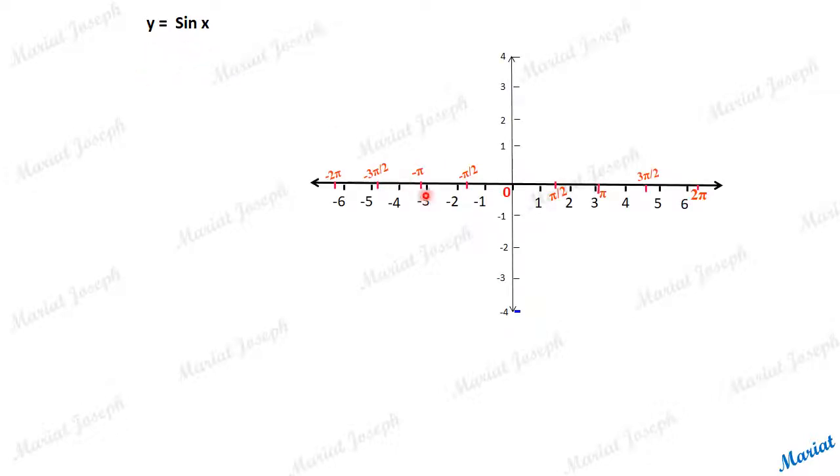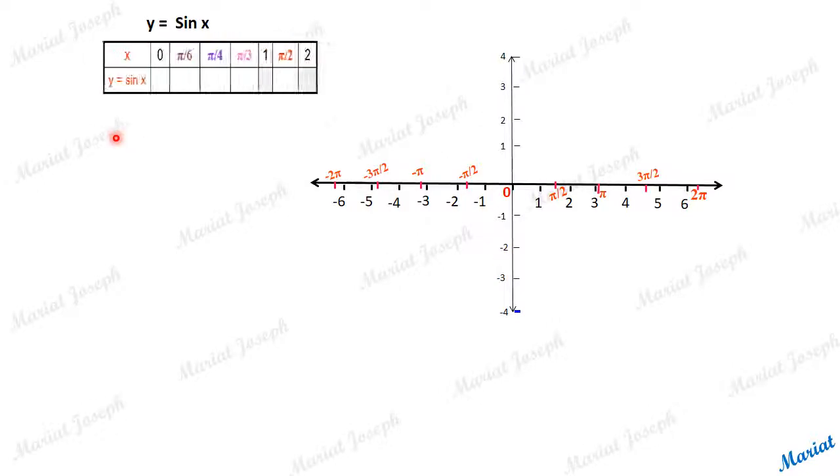Now, let's try to draw the graph of y equal to sin x function. For that, graph page is ready, in which x-axis is that modified number line, that is, some special numbers we marked on the number line. And y-axis is normal y-axis. Now let's have a table to write the x and y coordinates.